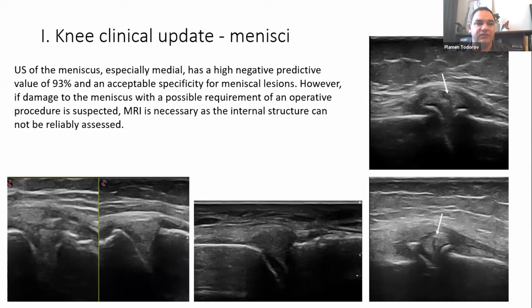Lastly, we'll briefly talk only about the menisci, just this from the huge topic of trauma of the knee. Ultrasound of the meniscus, especially the medial, has a high negative predictive value of 93% and acceptable specificity for meniscal lesions. However, if damage to the meniscus with a possible requirement for an operative procedure is suspected, MRI is necessary, as the internal part of the meniscus cannot be readily assessed. Otherwise, the outer part, as you see here, is readily assessed, and we see ruptures shown on these images, and left and right compression, again, a healthy meniscus and a ruptured one. So the negative predictive value is quite high for meniscal lesions.